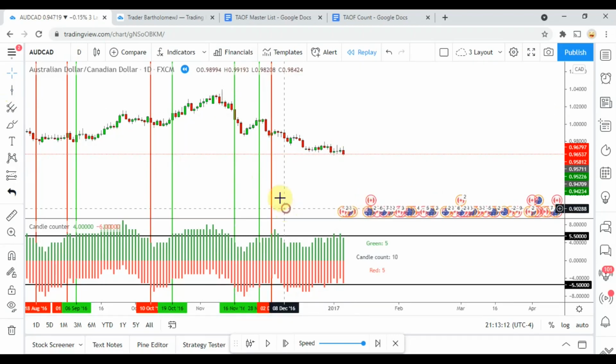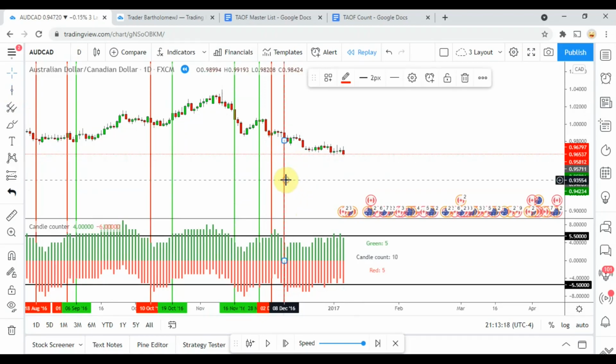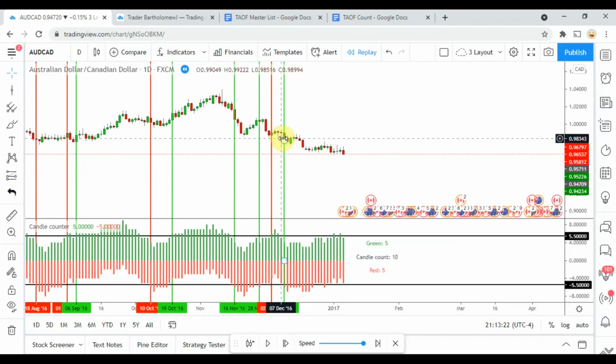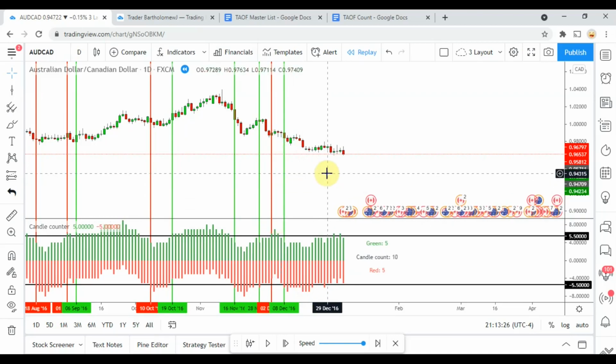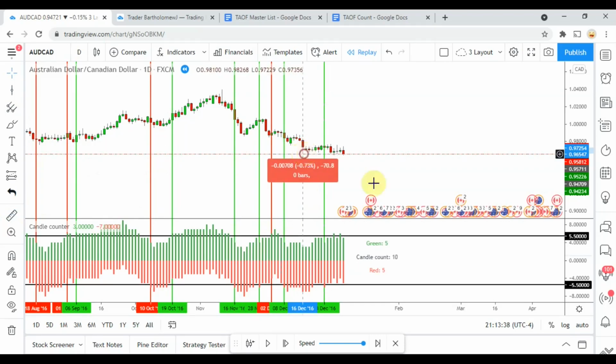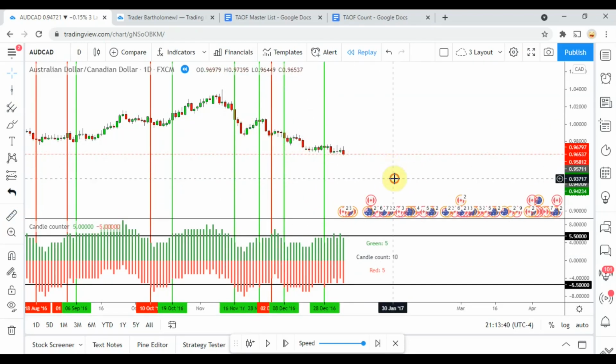There's a long signal right there. That one is not going to work out for us. That one gets us stopped out. We pick up a short over here on this side. Again, that one does get us to take profit. And looks like one more short right there on that one. And again, that one gets us to take profit.